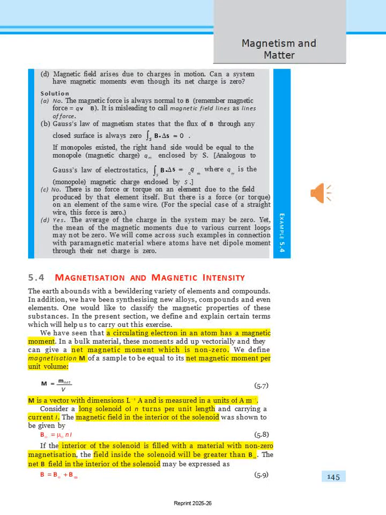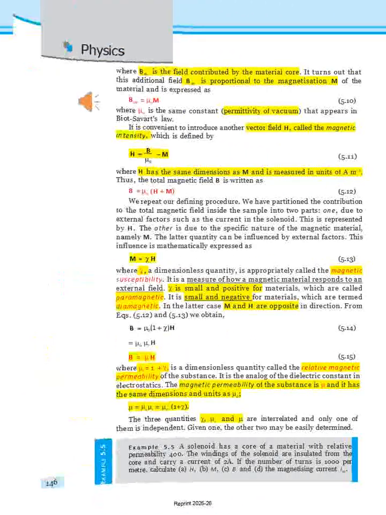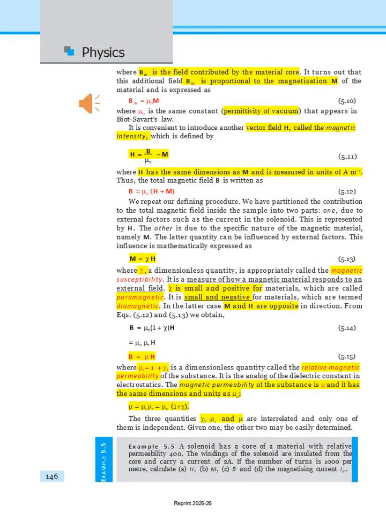Consider a long solenoid of n turns per unit length and carrying a current I. The magnetic field in the interior of the solenoid was shown to be given by B0 equals mu0 n I, 5.8. If the interior of the solenoid is filled with a material with non-zero magnetization, the field inside the solenoid will be greater than B0. The net B field in the interior of the solenoid may be expressed as B equals B0 plus Bm, where Bm is the field contributed by the material core.